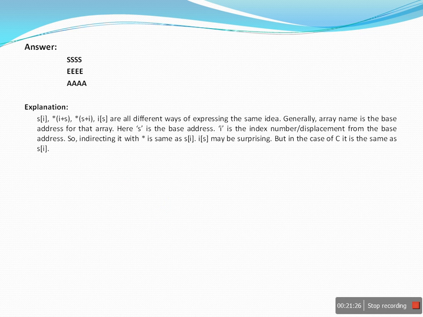So what is the answer? S S S S, E E E E, and A A A A. Explanation: s[i], *(i+s), *(s+i), i[s] are all different ways of expressing the same idea. Generally, the array name is the base address for that array. Hence, s is the base address. i is the index number, or you can say the displacement from the base address. So indirecting it with star is the same as s[i]. i[s] may be surprising, but in C, it is the same as s[i].